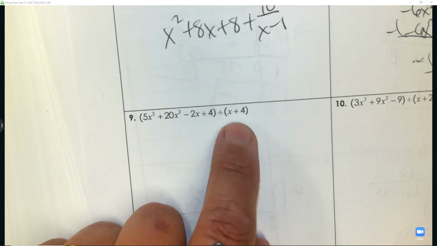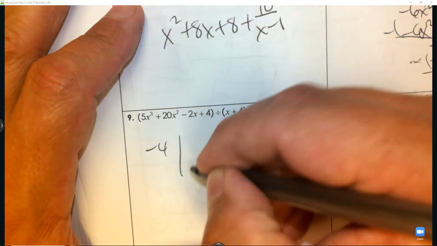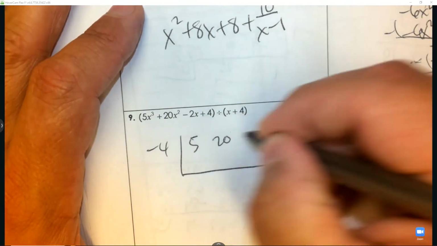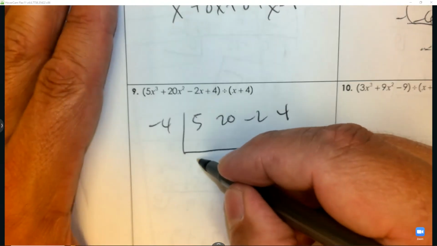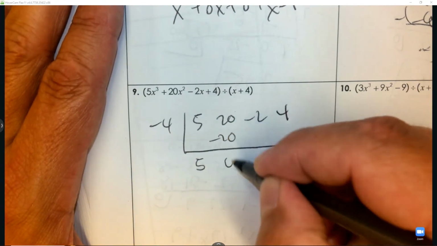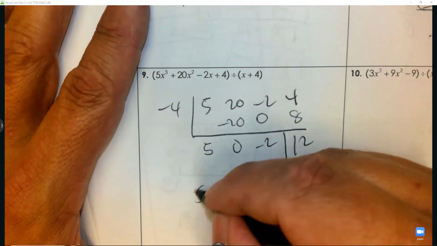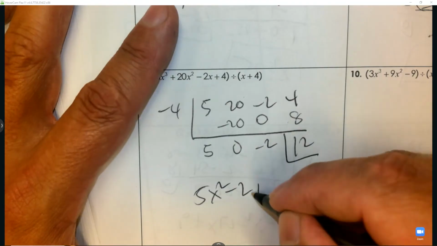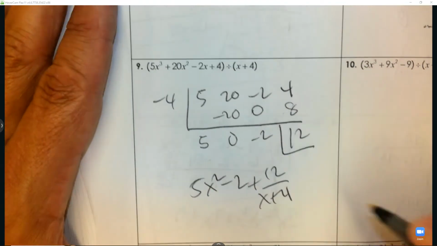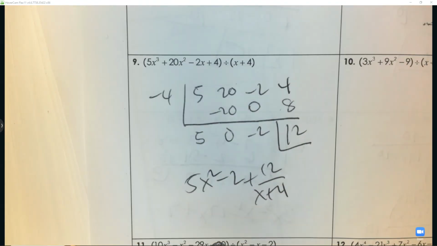Synthetic or long, you think? This is synthetic. So negative 4, 5, 20, negative 2, and 4. No missing powers. And I get 5x squared minus 2 with 12 left over. See, once we get comfortable with it, it's far faster than long division.